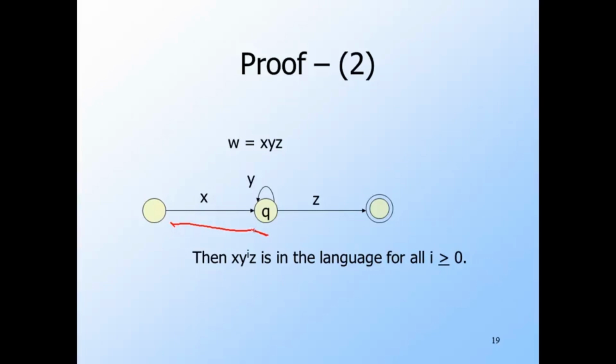Okay. And then we could skip Y altogether, just follow Z, and we get to a final state. That tells us that XZ is in the language. Or we could follow X to state Q. We could go around loops many, many times, and then finally go off following Z, and again get to the final state. Or after I uses of input Y for any I, however large, we follow input Z and we accept. This proves that X, Y to the I, Z is accepted for any I.